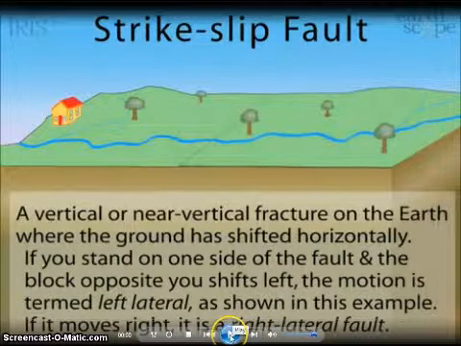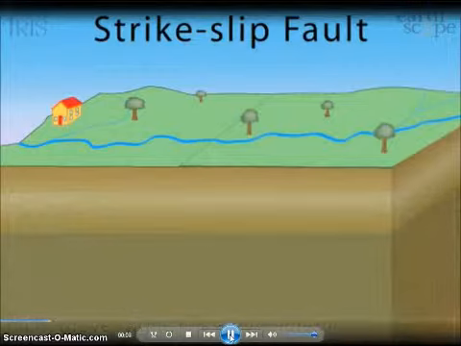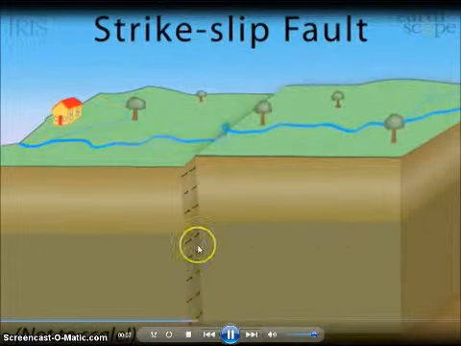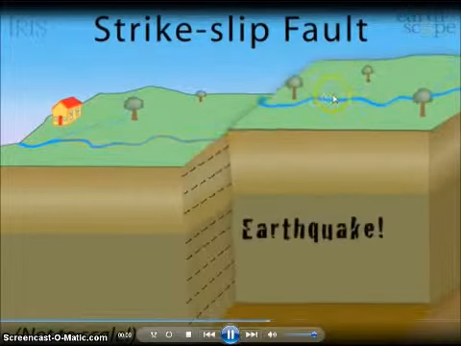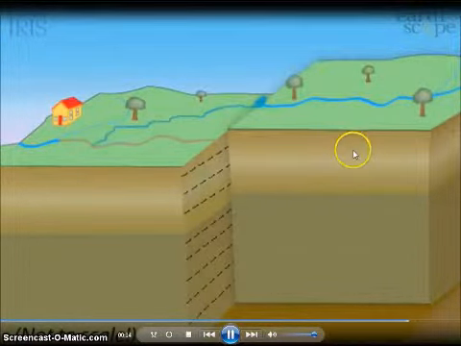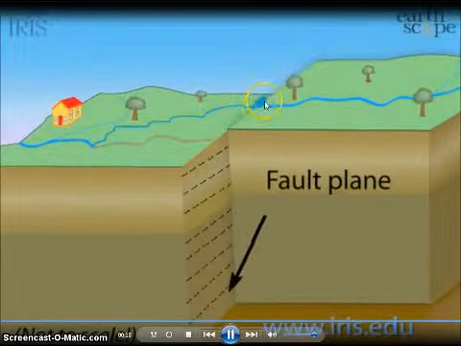So I'm going to hit play, so watch what happens. You can see where the fracture is, and then the earthquake happens. Watch what's happening to the river as the block of land shifts. You can see that there's the fault plane here, and that this again was a horizontal motion.